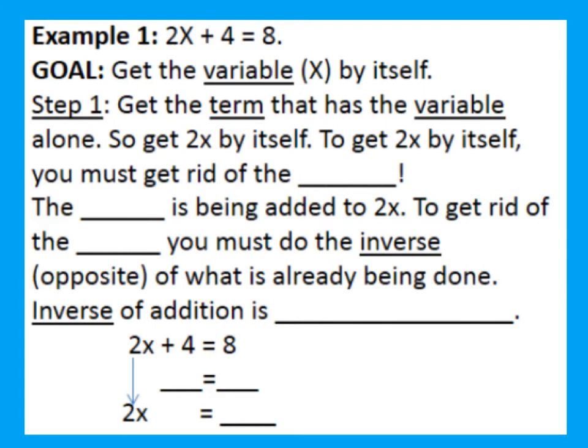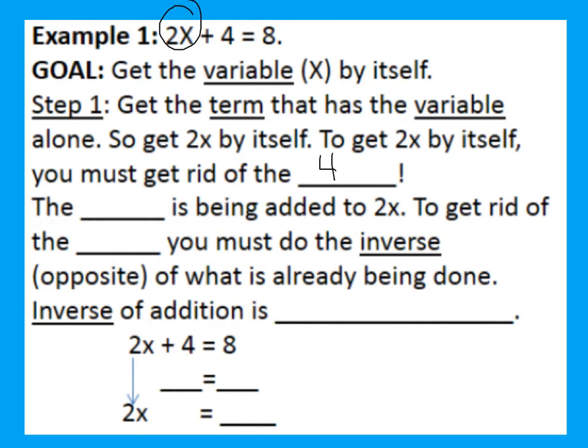So let's look at your foldable at example 1. We have 2x plus 4 equals 8. Again, when we're solving equations, the goal is to get the variable x by itself. So step 1, we have to get the term that has the variable alone. So here what we're talking about is we have to get 2x by itself, because that's the term with the variable. So to get 2x by itself, you must get rid of the 4.